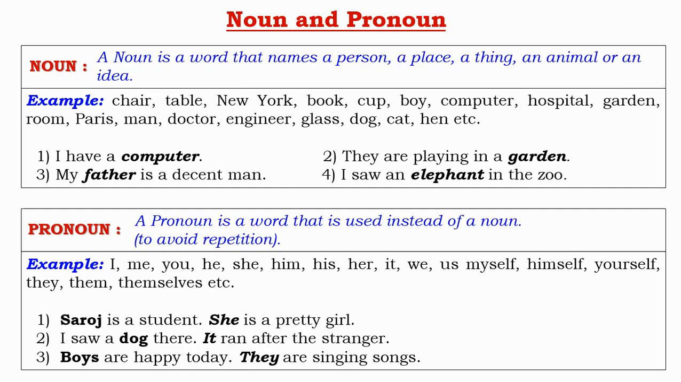Saroj is a student. She is a pretty girl. I saw a dog there. It ran after the stranger. Boys are happy today. They are singing songs. So you can see how the nouns are replaced with these words. She has been used here instead of Saroj in the first sentence, it instead of dog in the second, and they instead of boys in the sentence number 3. You need to practice to remember all these.